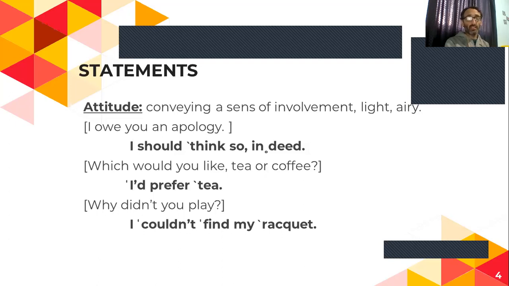Which would you like, tea or coffee? I'd prefer tea. Why didn't you play? I couldn't find my racket. So as you can see, we fall towards the end. The intonation is high falling, you sound light, airy, and at the same time, because it is falling intonation, you sound definite and complete. This is a characteristic shared by all falling tone groups, not just the high drop or the low drop.